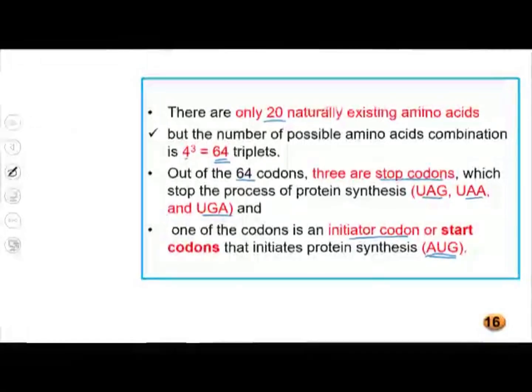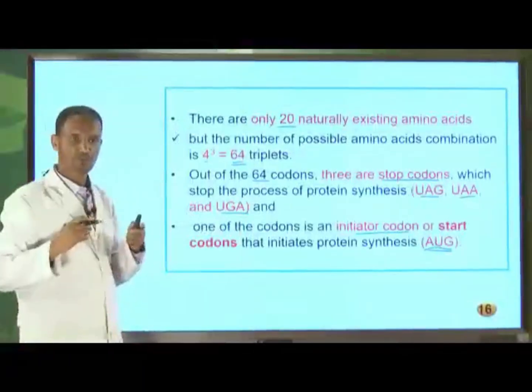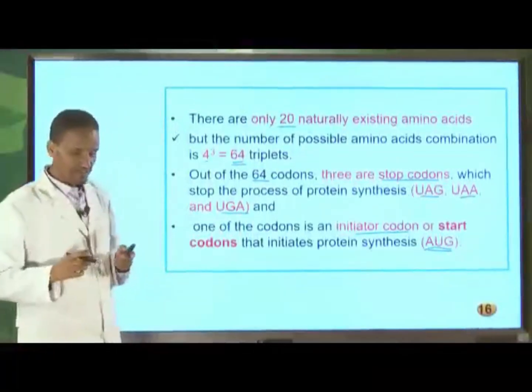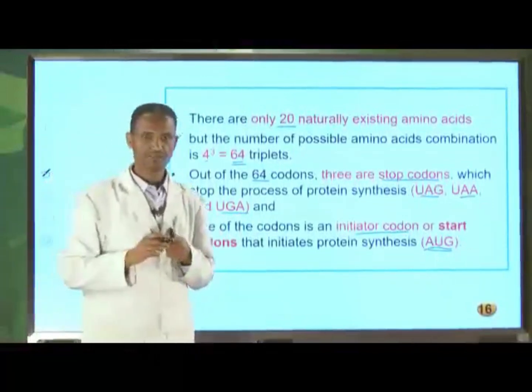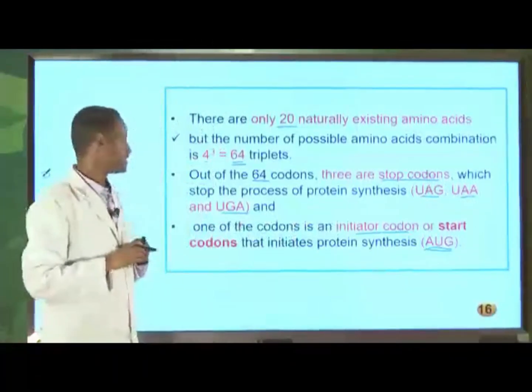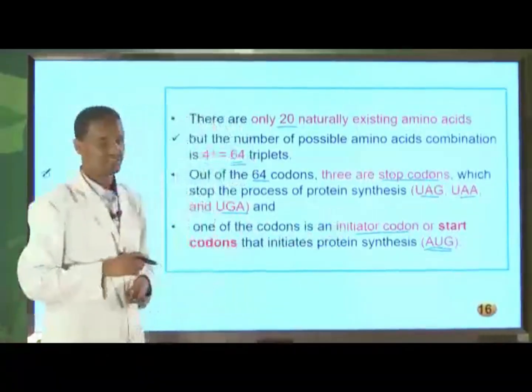During the process of protein synthesis, if it reaches one of these 3 codons, the process of protein synthesis will stop. But to begin the process of protein synthesis, the initiator codon or the start codon is very important, which is represented by AUG.